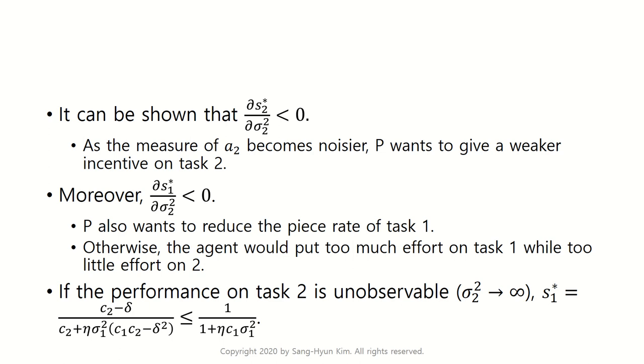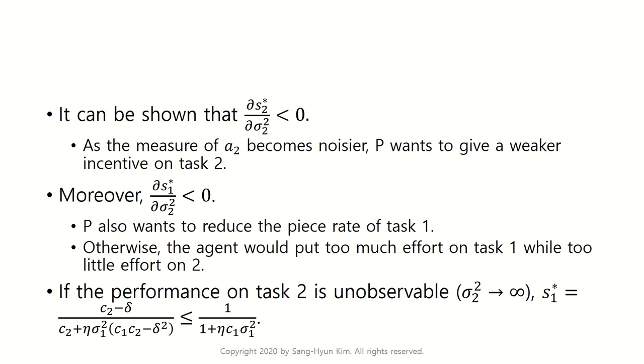What is new is the second bullet point. Moreover, if you differentiate S1 star with respect to sigma 2 squared, can you see that? The derivative is also negative. So if task 2 becomes noisier, then you want to reduce the incentive on task 1. The principal wants to reduce the piece rate of task 1. Otherwise, the agent would put too much effort on task 1 while too little effort on task 2. But that's not what you want. You want the agent to put balanced effort on both tasks. So for that, you will have to reduce S1 as well. Okay, so that's basically it.